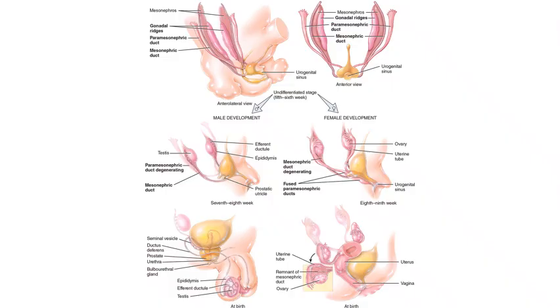Now, the mesonephric ducts degenerate without contributing any functional structures to the female genital system because there's no testosterone. Now, the greater and lesser vestibular glands develop from the endodermal outgrowths of the vestibule.